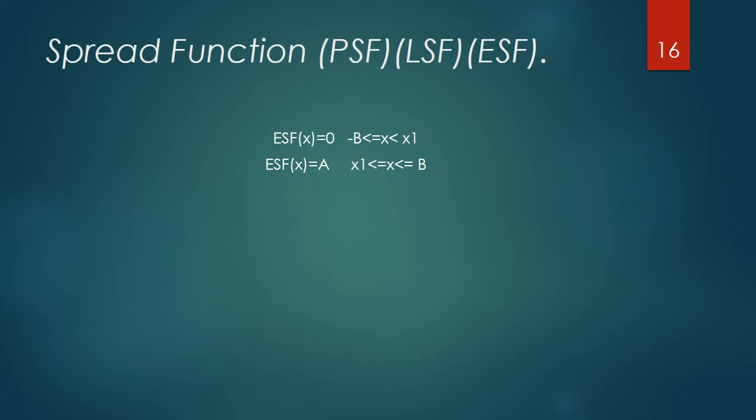For the modulation transfer function, we have that the system is defined from the Fourier transform of the point spread function, and it's also possible to obtain the MTF, or modulation transfer function, from the line spread function by taking the Fourier transform of the line spread function.